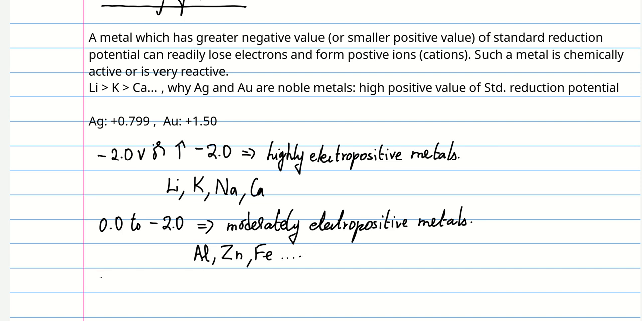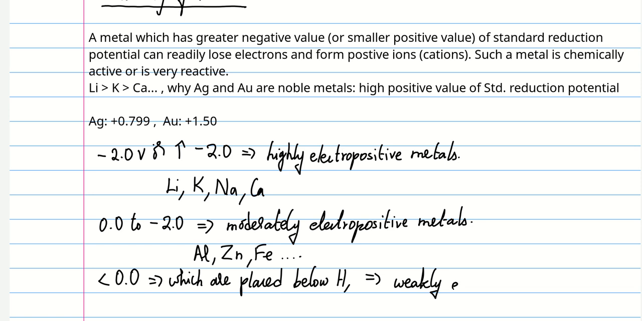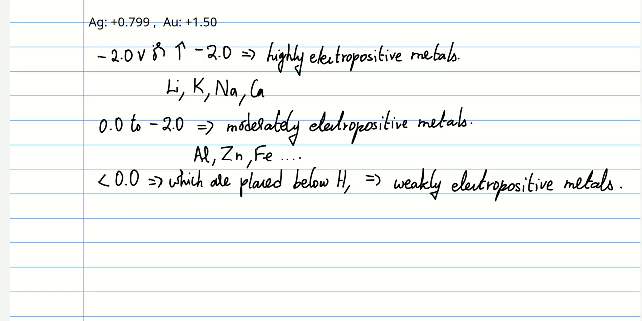And any metals which have values greater than 0.0, or which are placed below hydrogen, can be called weakly electropositive metals. Metals like copper, silver and gold all come under this category.